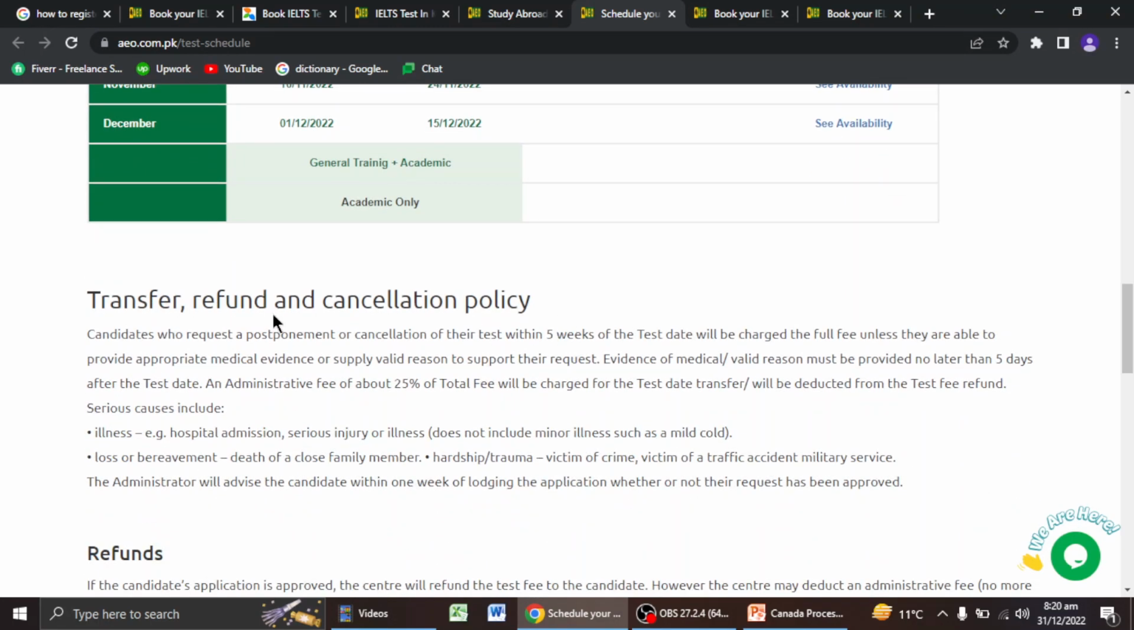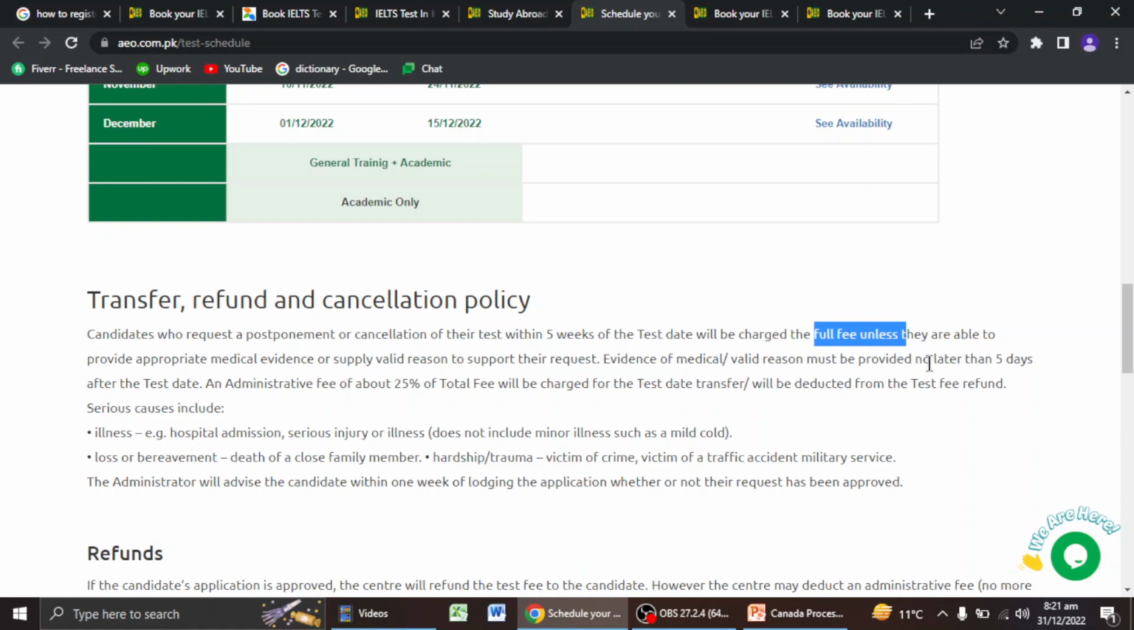Now, is there a transfer, refund, or a cancellation policy? Yes, there is. A candidate who requests a postponement or cancellation of their test within 5 weeks, this is important. So, for example, you're registering for your test today, and your test is within the next 5 weeks, for example, within the next 1.5 months or 1 month, then you will be charged the full fee, regardless. Even if you want to cancel the exam, you will not get a refund.